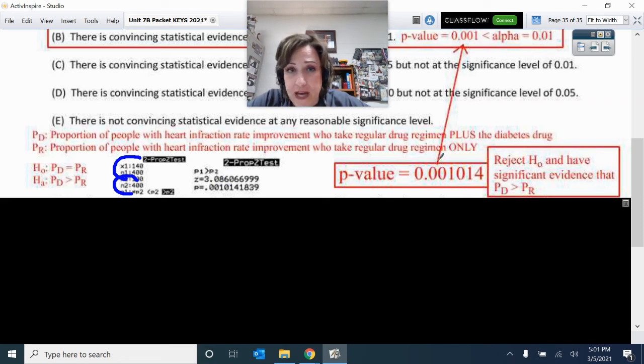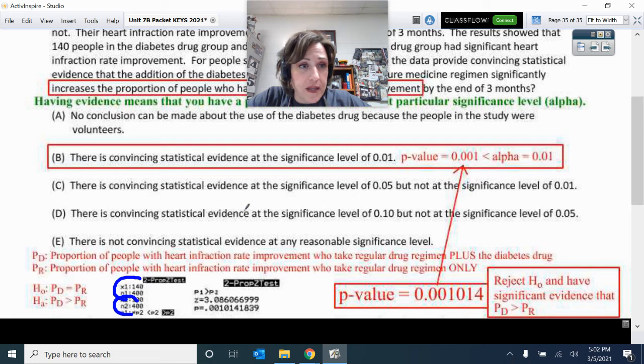So see this low p-value. You would be significant at whatever level you are less than. So what alpha is that p-value less than? Okay. So there is convincing statistical evidence at the significance level of 0.01, and the reason is because our p-value was less than an alpha of 0.01.